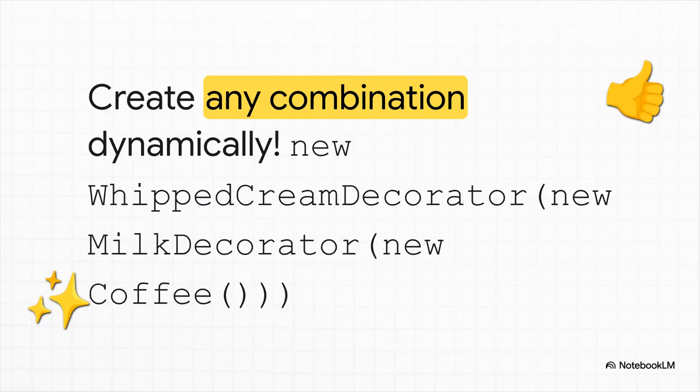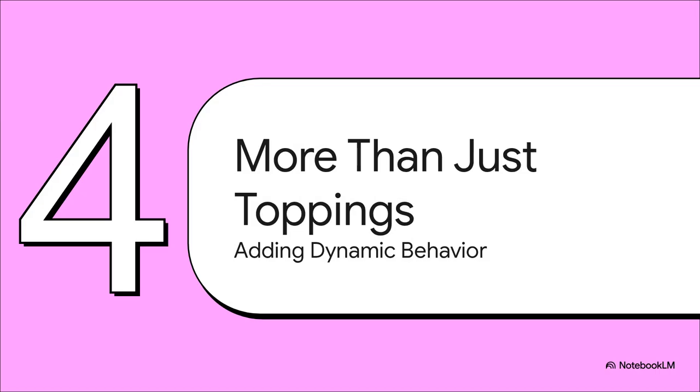And just look at how clean that is. Seriously, look at that line of code. It's almost like reading English. It tells you exactly what the drink is. A new coffee, wrapped in a milk decorator, wrapped in a whipped cream decorator. It's beautiful. Emma can literally construct any drink a customer can think of, right there and then. But here's where it gets even cooler.